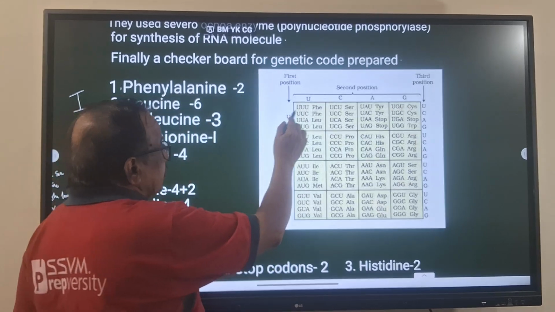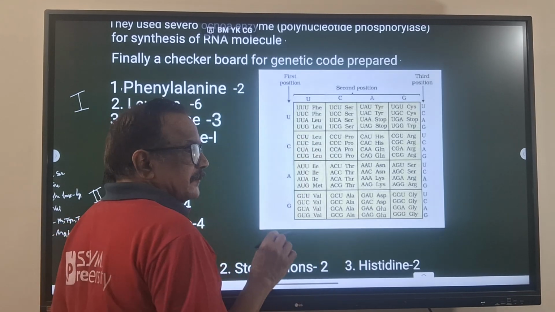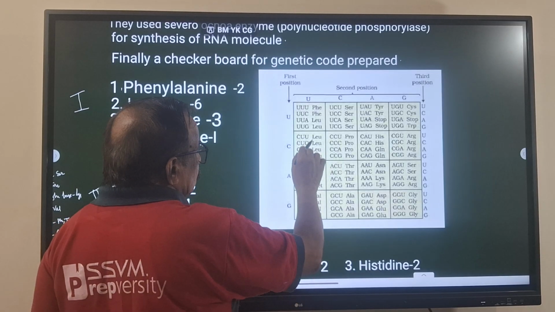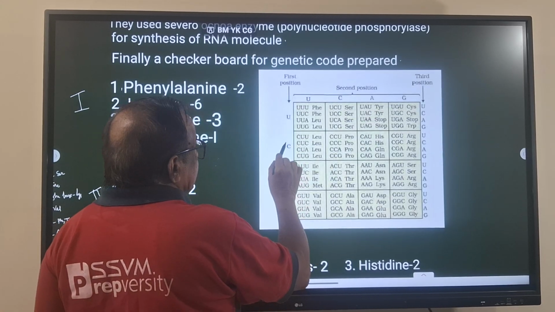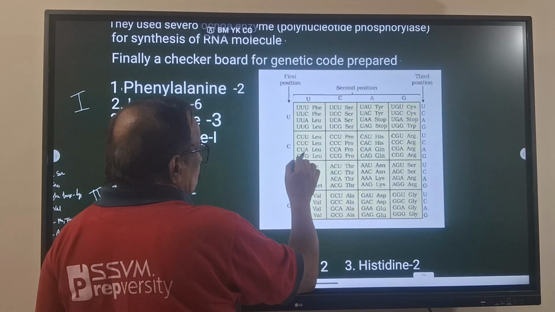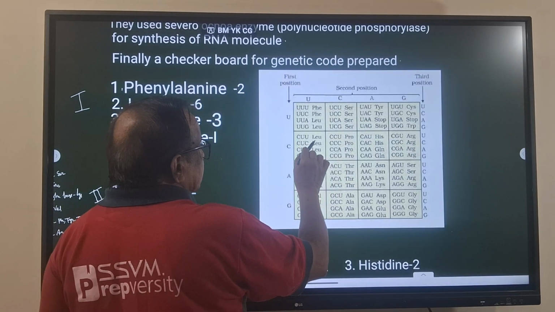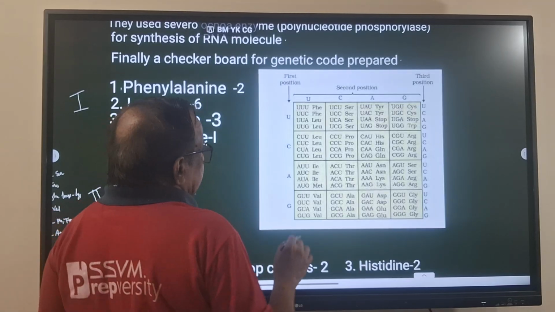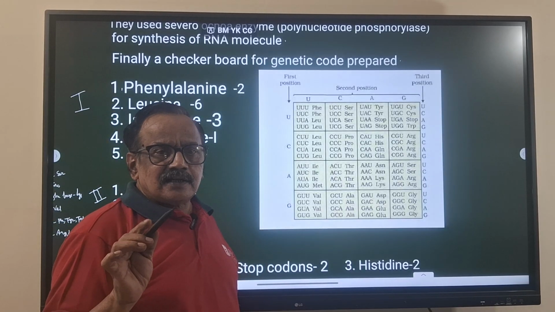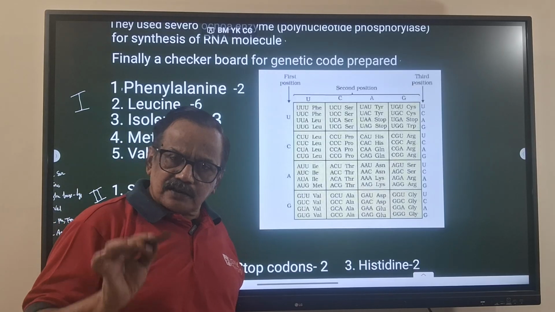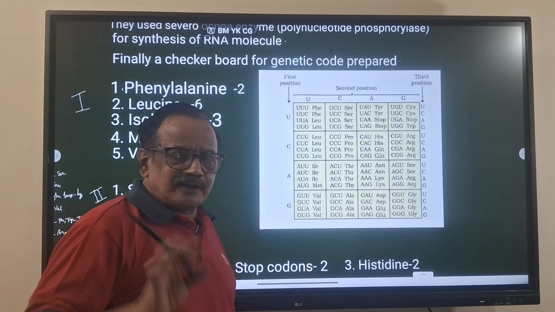Now the thing is, the first box consists of 4 triplets. Out of that, 2 are phenylalanine, 2 are leucine. And the second box is completely leucine only: CUU, CUC, CUA, CUG. All 4 are representing leucine. So here leucine is represented by 2 triplets, and here 4 triplets. So 6 triplets are coding for leucine. This is most important. Now first let me complete this series, the vertical row. Then I will tell you an easy technique also.